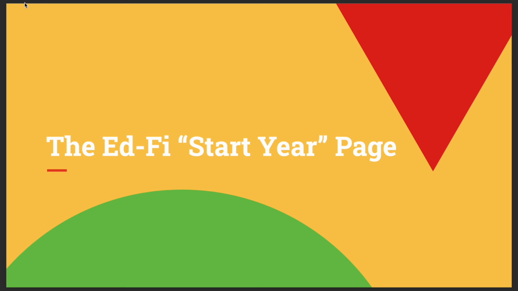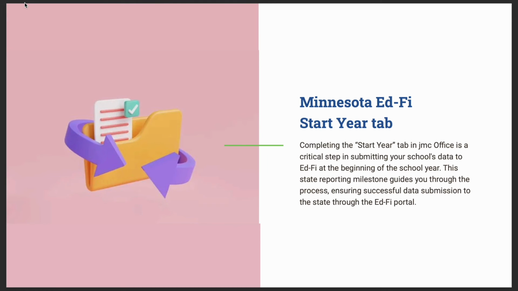Once EdFi settings are enabled, you can head to that EdFi Start Year page, and submitting EdFi data is relatively simple. You work left to right, top to bottom, starting with the Start Year tab. Completing the Start Year tab in JMC Office is a crucial step in submitting your school's data to EdFi at the beginning of the school year, or in this case, towards the middle end of school year, whenever your reporting deadlines are nearing. I think the intent would be for the state to get these closer to the start of the school year, but as this is relatively new, some of these dates are in flux right now.